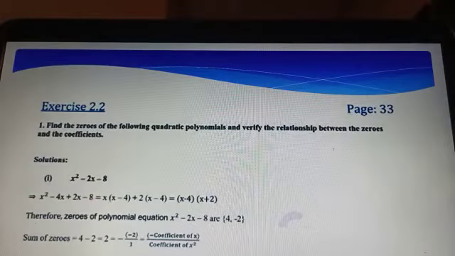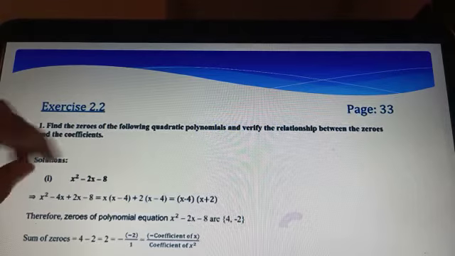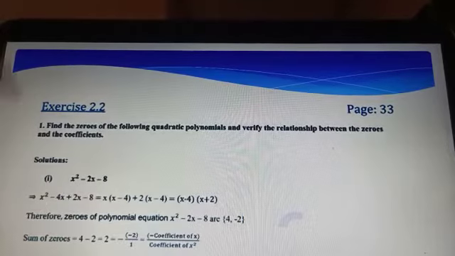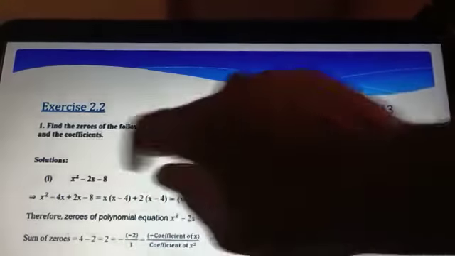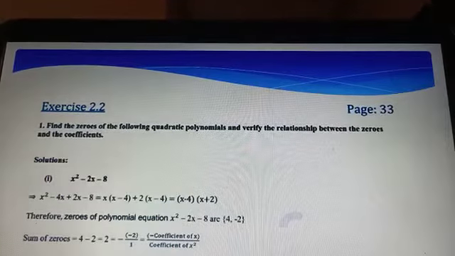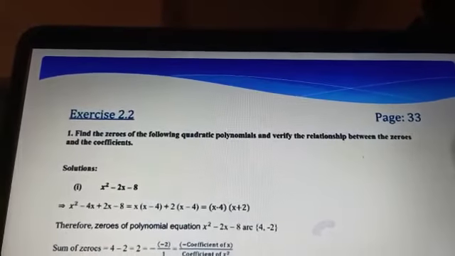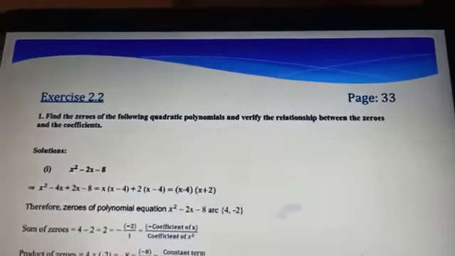So students, as you can observe at the end of this sum, we have shown the relationship between the roots. We have found out the roots by the factorization method, and after factorization we have now compared the coefficients and the roots, and we have got this relationship. Moving ahead to the next sum now.